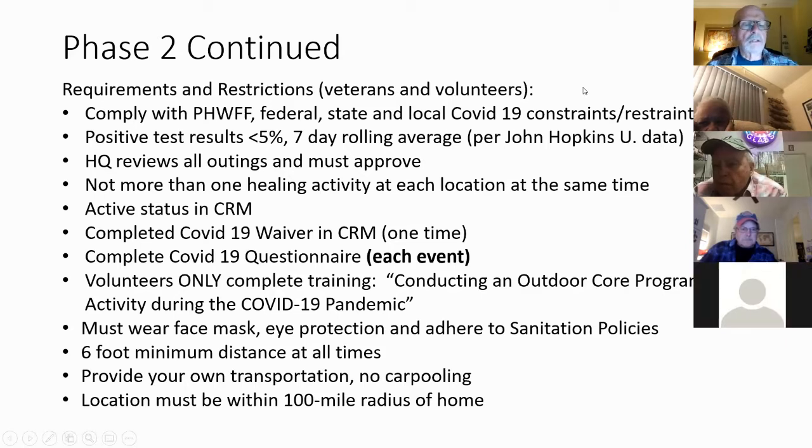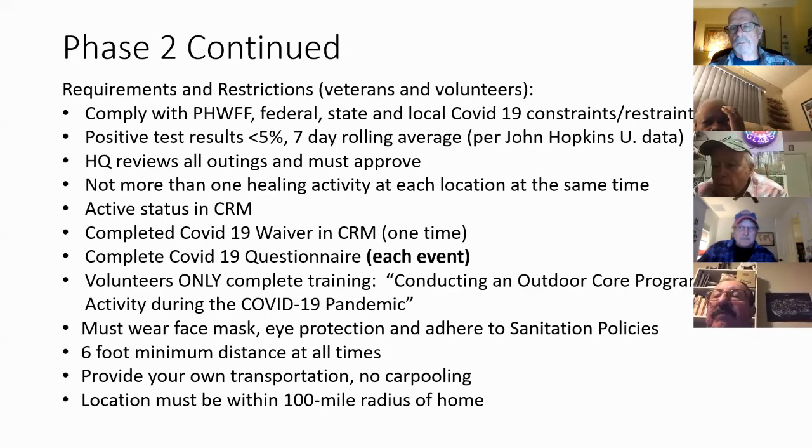Okay. During the event, everybody has to wear a face mask and eye protection and adhere to the sanitation policies. Sanitation policies basically are wash your hands, okay? Maintain the 6 foot, which is the next item there, and the standard stuff that we've all been doing for the last year. You must provide your own transportation. There is no carpooling permitted.